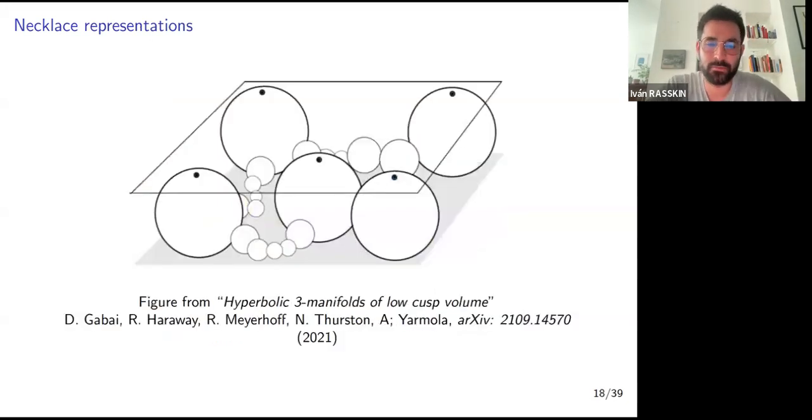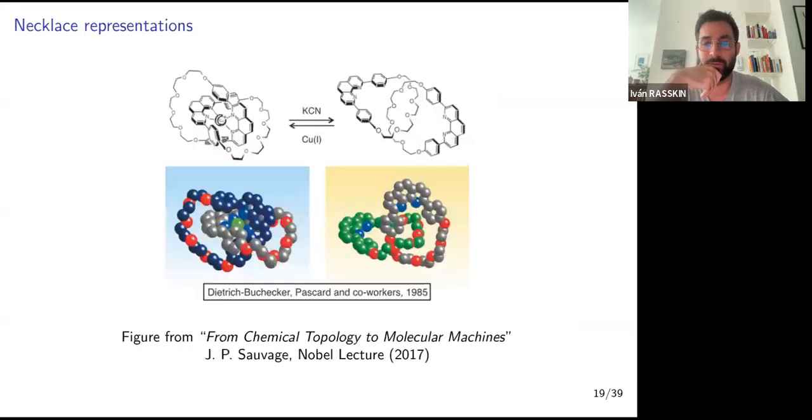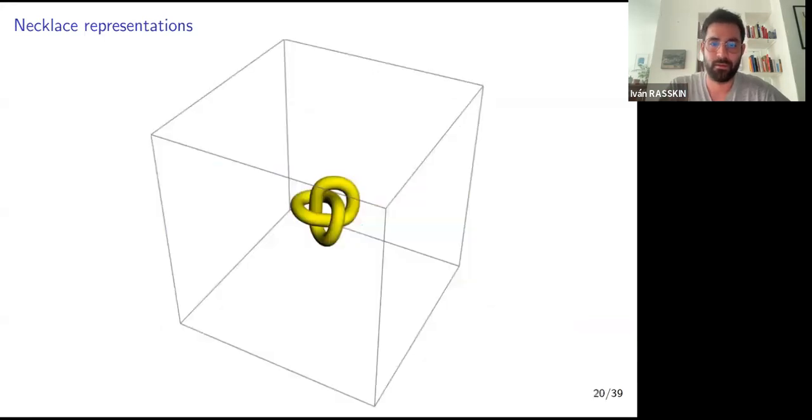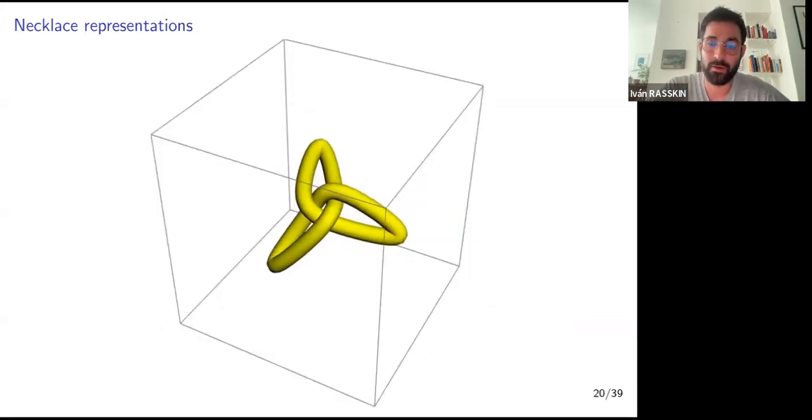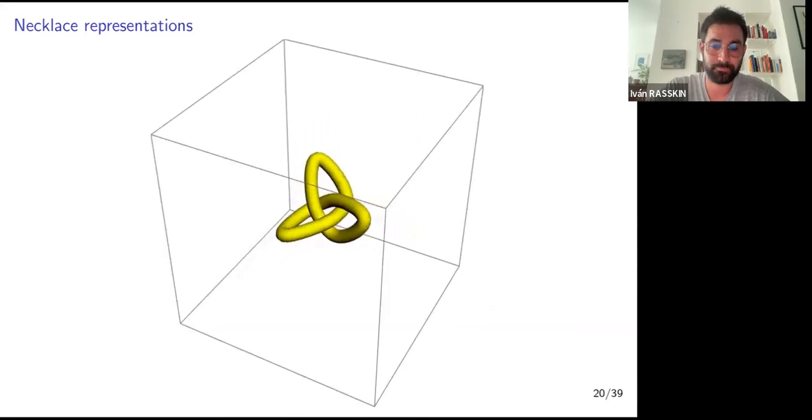So this necklace representation has been useful for hyperbolic geometry, for example, for computing the hyperbolic volume of 3-manifolds. Also, they are useful for molecular biology, for modeling molecules. Also, we can use them for defining deformations of knots, deformations that preserve the topology and avoid intersections.